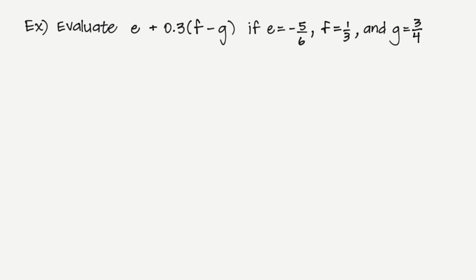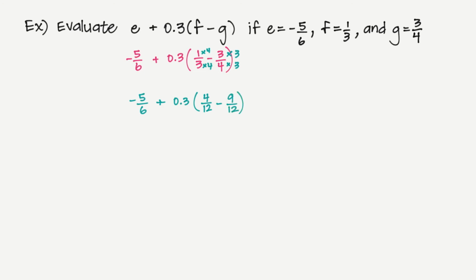Evaluate E plus 0.3 times the quantity F minus G, if E is -5/6, F is 1/3, and G is 3/4. So let's go ahead and plug in these values. So I have -5/6 plus 0.3 times 1/3 minus 3/4. Now let's remember we need the same denominator to do subtraction, which would be 12. So when I rewrite this, on the inside of my parentheses, I'm going to have 4/12 minus 9/12.